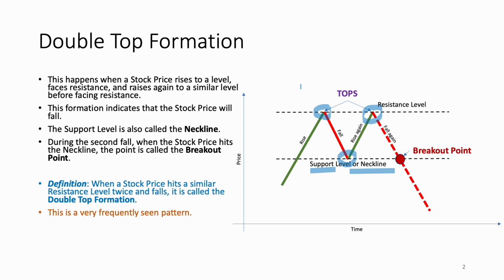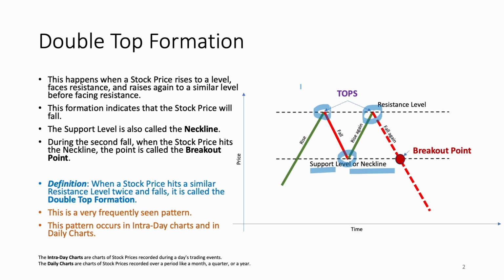Like I mentioned before, this pattern happens very frequently. These patterns happen both in intraday charts and in daily charts. Intraday is when we observe the trading within a particular day. In a day's time, this formation can happen, or it can also happen over a longer time, that is, on daily charts. If we look at a 3 month chart, a 6 month chart or a 1 year chart, this formation happens, and it is very frequent. So we have to take care of this particular formation.